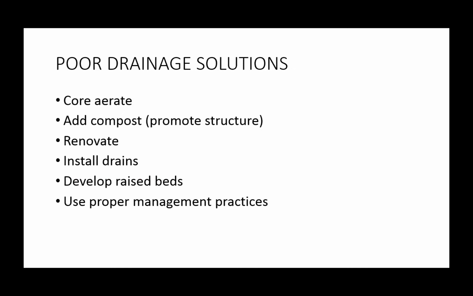Some other solutions are similar to those for compaction. So just aerating, adding pore space to your soil. Compost and organic matter are great because they help improve the structure. So you get bigger pores, macropores, those highways of water movement. Renovating the space could be another one. Installing some drains, maybe some raised beds. So if you have a really clayey soil, it's going to be hard to amend. Put up a raised bed and put something a little nicer in it that'll drain a little better. And then just talk to folks about good management practices like we've been talking about here.